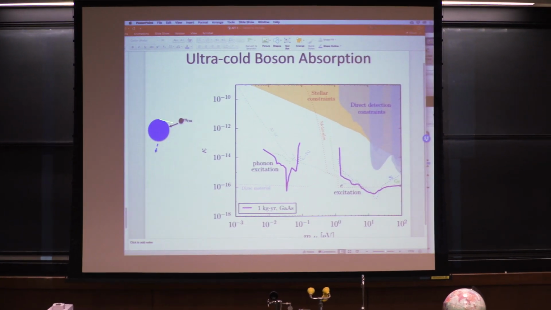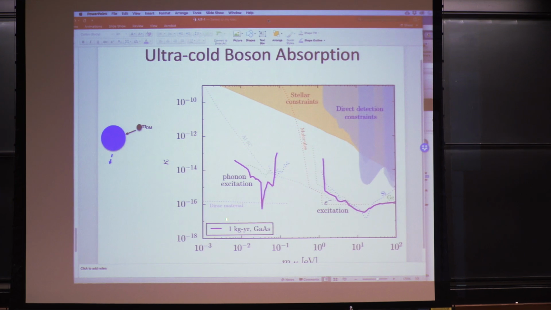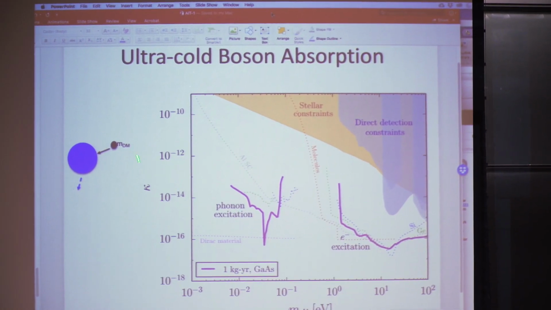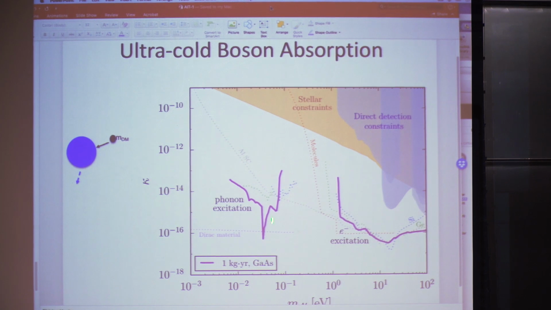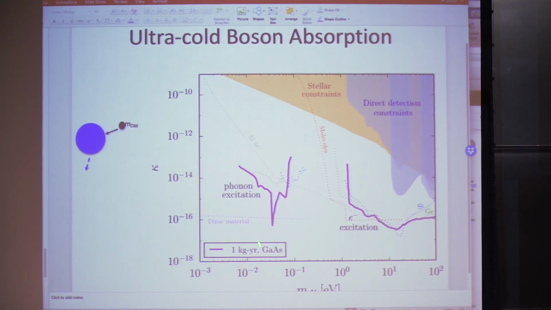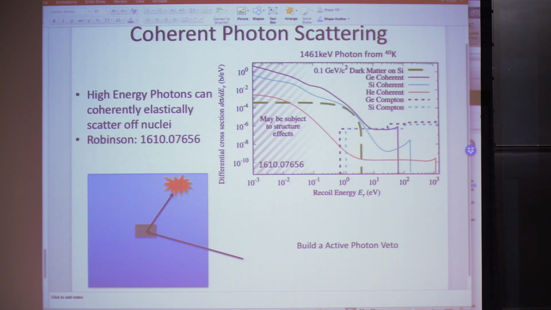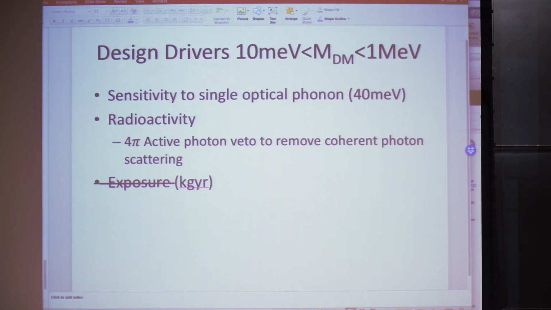So finally, the same thing works for ultra-cold boson absorption. Here, again, this is for a dark photon. You have this very nice sensitivity in a kilogram year. Way below, something like on average 10 to the minus 15. The limits are 10 to the minus 10, 5 orders of magnitude better than what we currently have. So there are some backgrounds down here that break the rules, which is radioactivity. There's coherent photon scattering. And the moral is that you just have to put this in a photon veto, an active photon veto. So here are the design drivers.